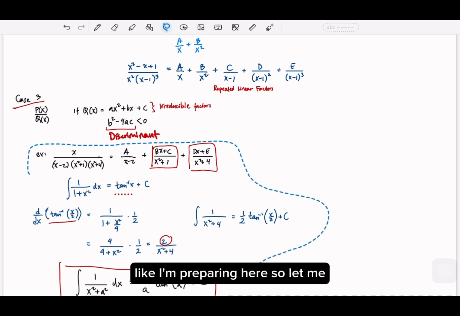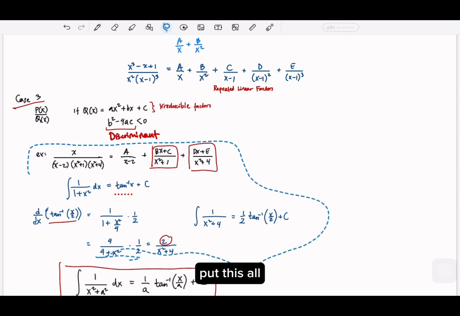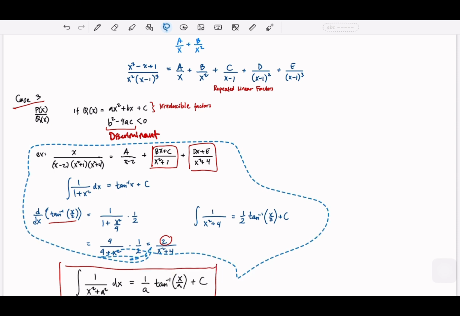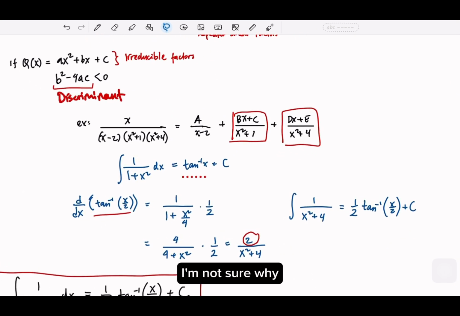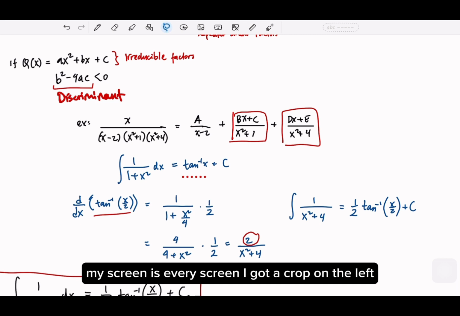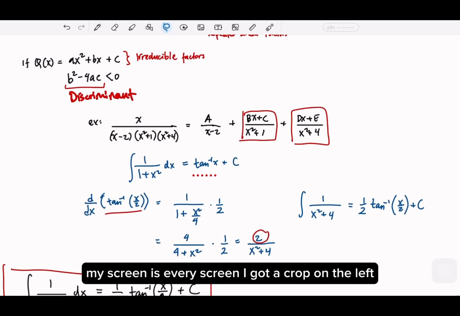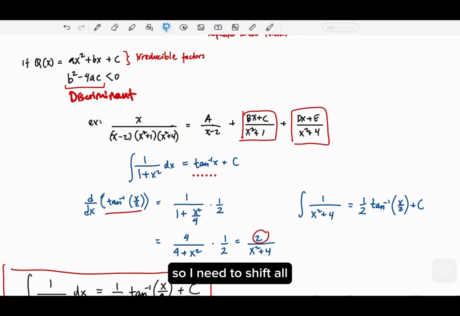So let me put this all here, because I'm not sure why my screen is, every screen I get is cropped on the left, so I need to shift it all to the right side.